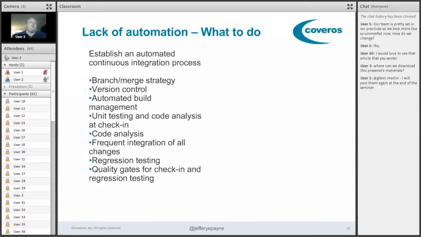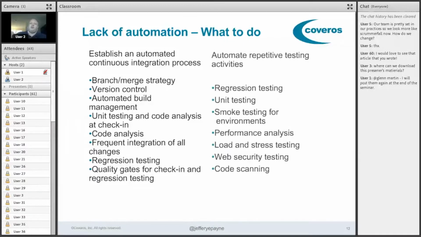Your definition of done needs to be worked in there. We call those quality gates. And you're going to do any and all types of testing you feel like you can do as small changes are made in your code. The second thing we have to do is automate some amount of our testing activity.